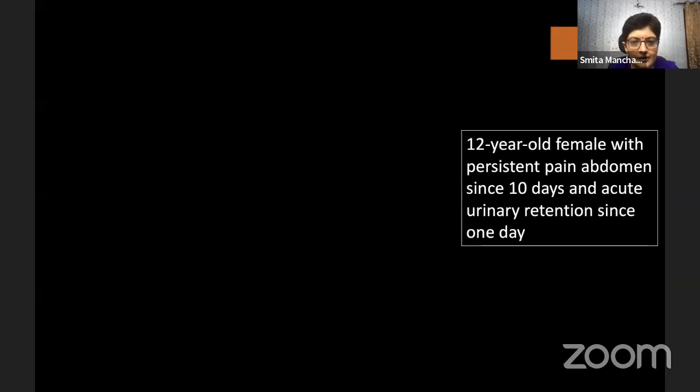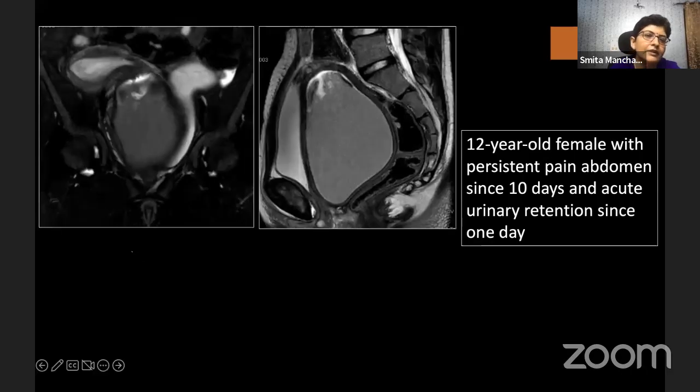So let's see in terms of case scenarios. There's a 12-year-old girl who's presenting with acute persistent pain abdomen since 10 days, and now she has an acute urinary retention since 1 day. So here we have the MR images.